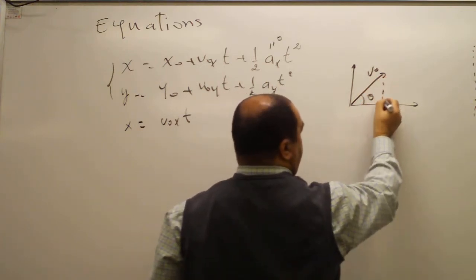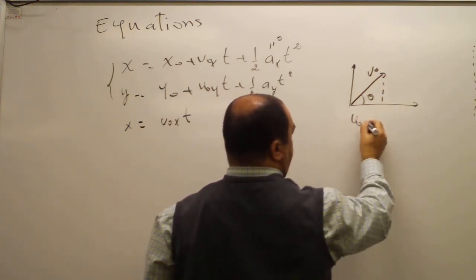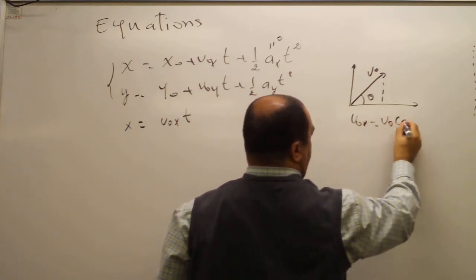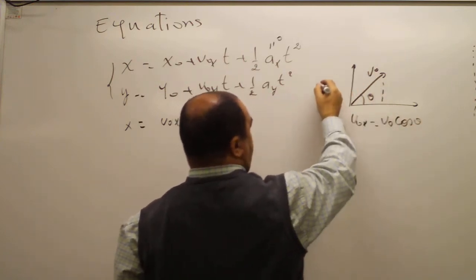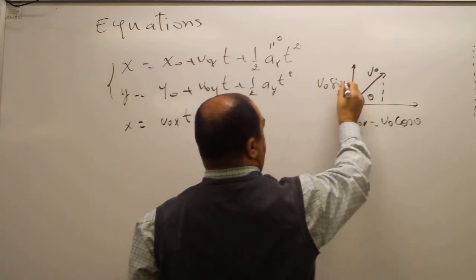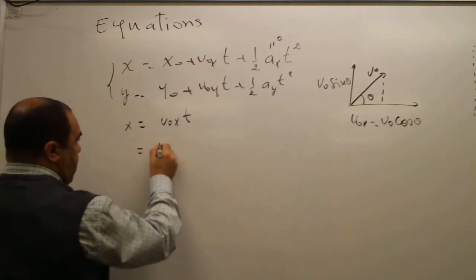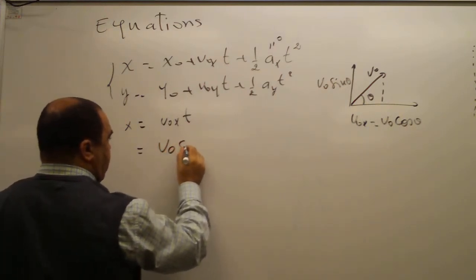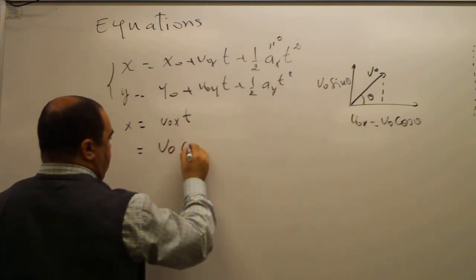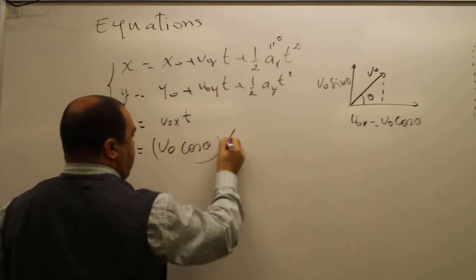I can evaluate what is v0x, which is v0 cosine theta. Along the y-axis, you have v0 sine theta. And so I can simplify this equation. It will be v0 cosine theta, and that is t.